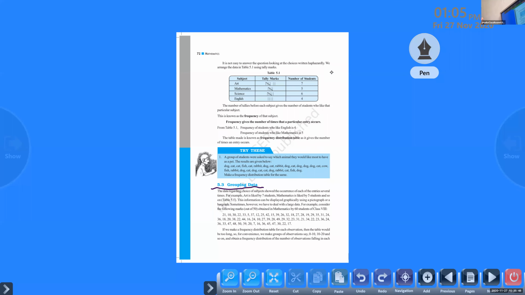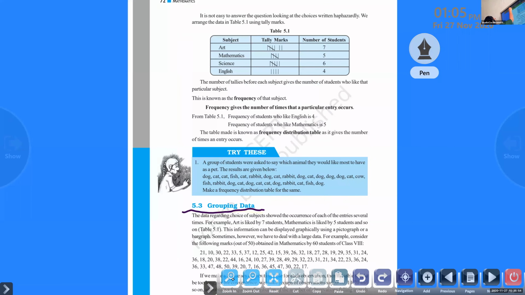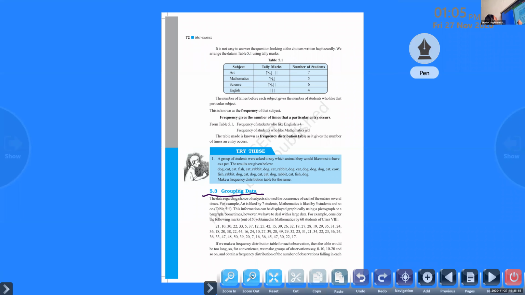For that classification of data, we need to prepare a table. We need to prepare a table for classifying the data. Such a table is known as frequency table or frequency distribution table.